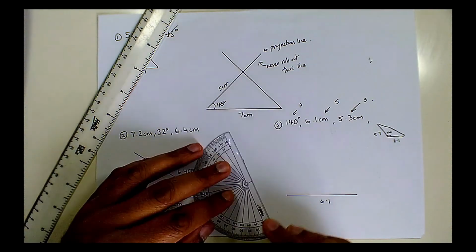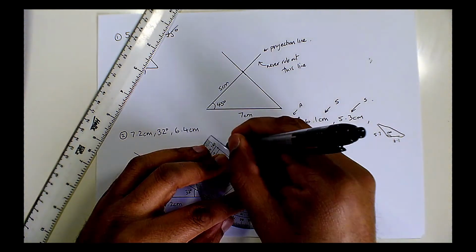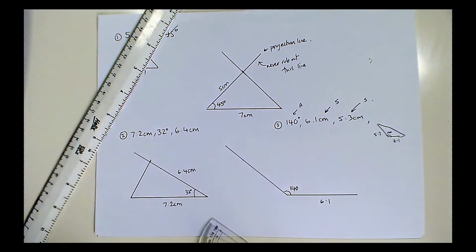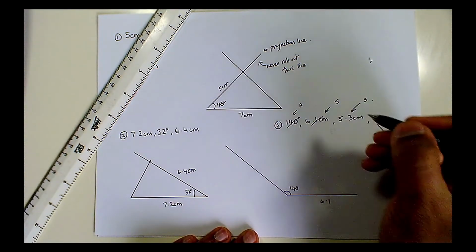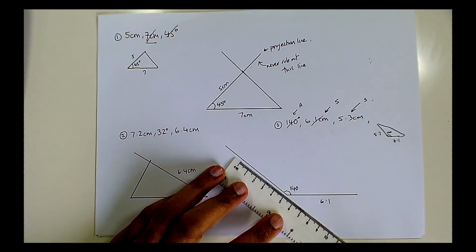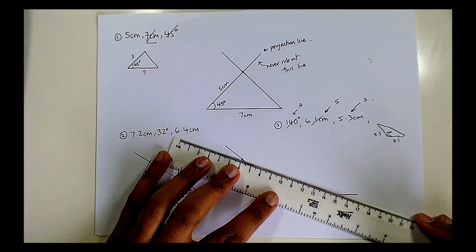And then what I'm going to do is use my projection line, like so. It's just a little bit more awkward when it comes to drawing obtuse angles, but the same thing kind of applies. So the last thing I've got to do is measure the 5.3 centimeter line. Again, with my ruler, 5.3 along the line, put a little dash, and then connect the points up.